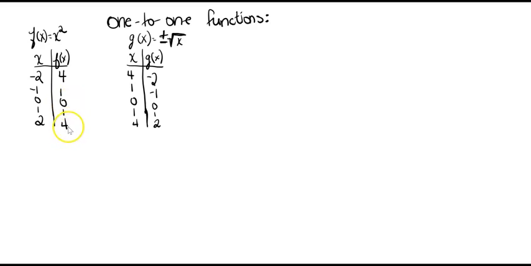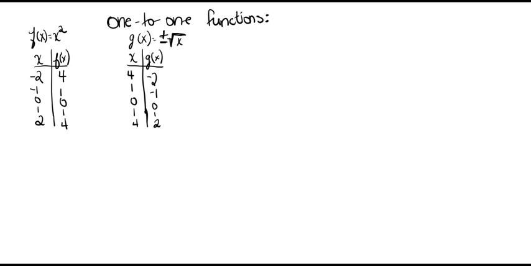Is g of x an inverse function of this? Well, I'm letting g of x be the positive and negative square roots of x. It appears that it would be an inverse function, but this is not a function because for every x I have, I get both a negative, like for example this 4, I get a -2. I also get a +2. For 1, I get a -1 and a +1. 0, I just get 0.